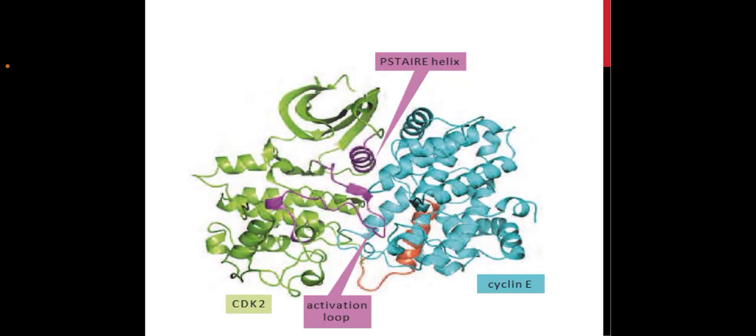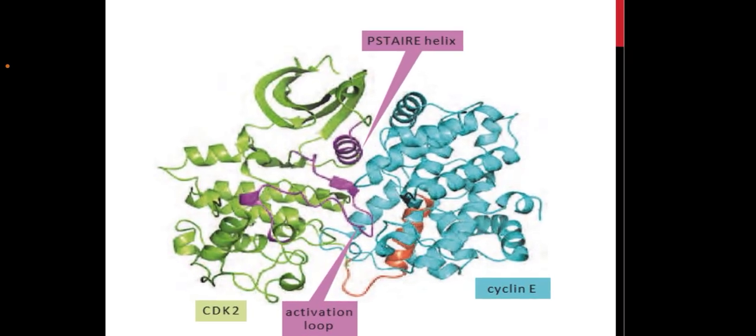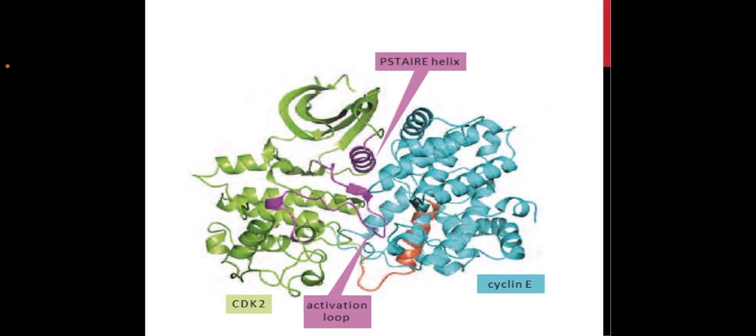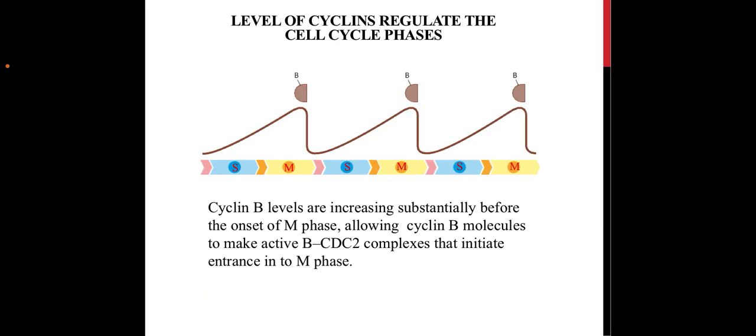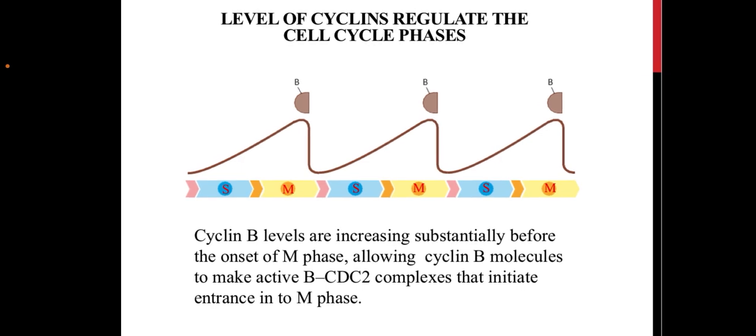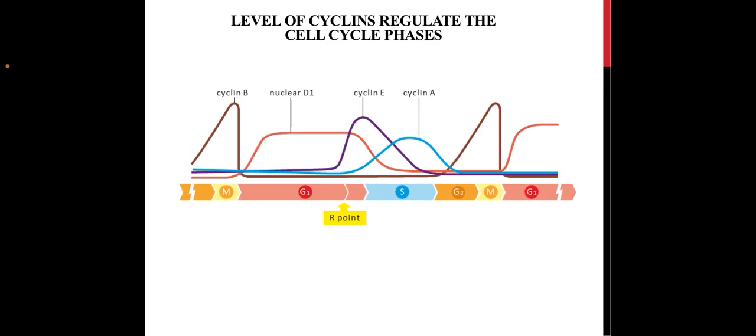That is a diagram showing the activation loop, the PSTAIRE alpha helix, CDK2 and cyclin A forming a cyclin-CDK complex. That is how the levels of cyclins regulate the cell cycle phases. Cyclin B levels increase substantially before the onset of M phase, allowing cyclin B molecules to make active cyclin B-CDC2 complexes that initiate entrance into M phase, and that will diminish after the M phase.